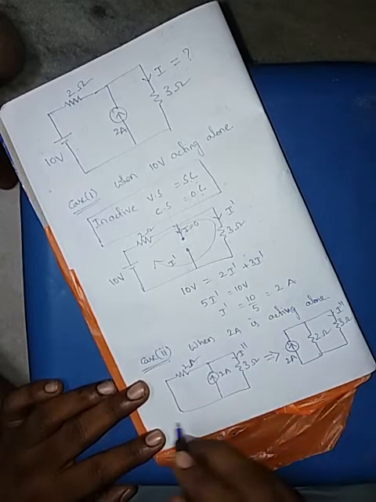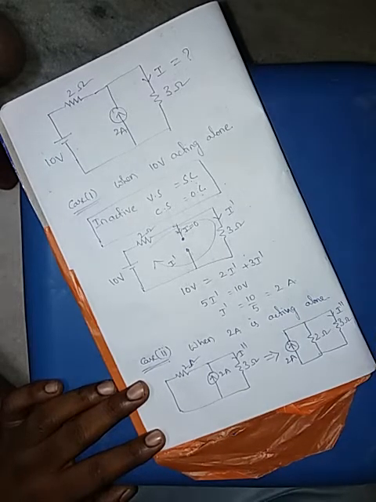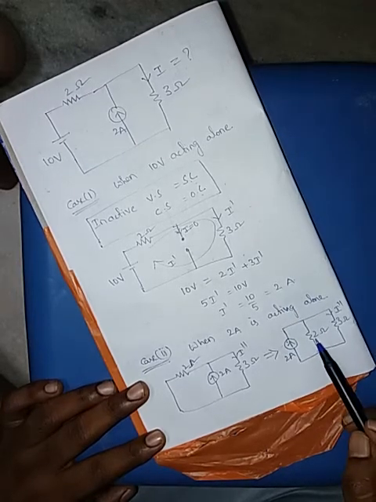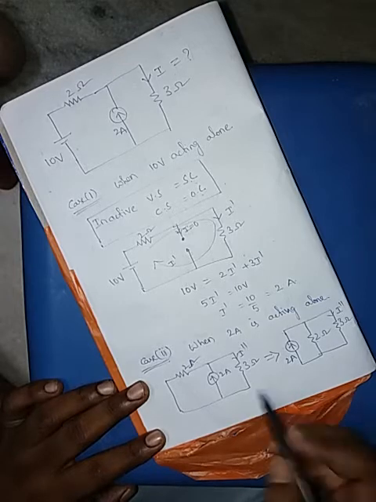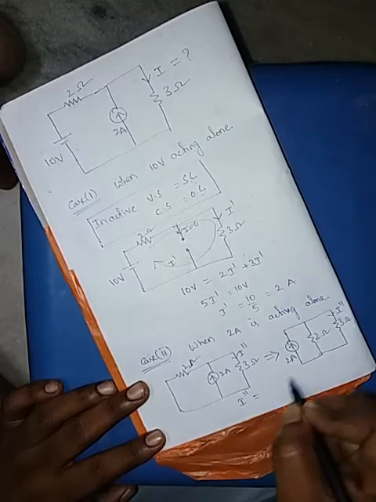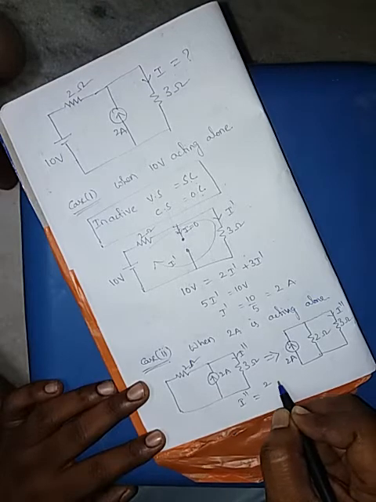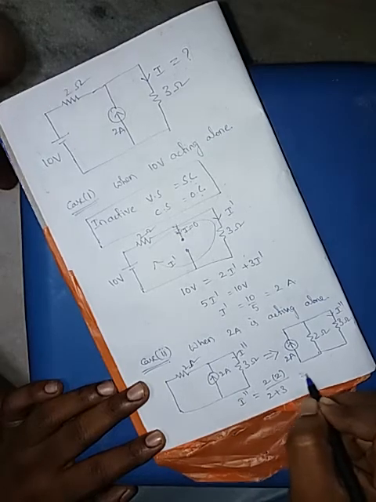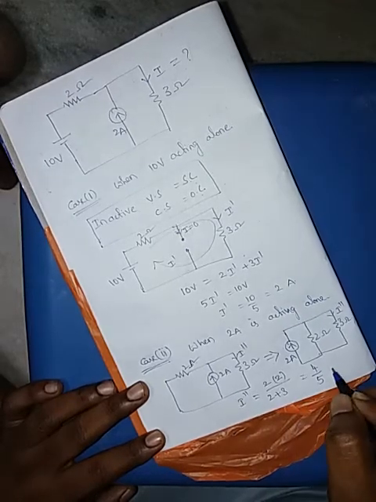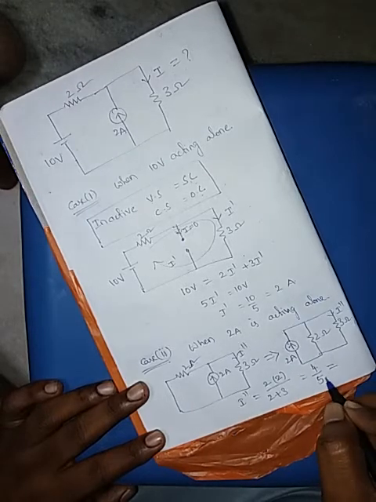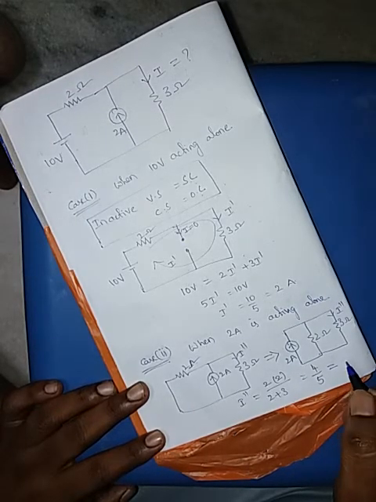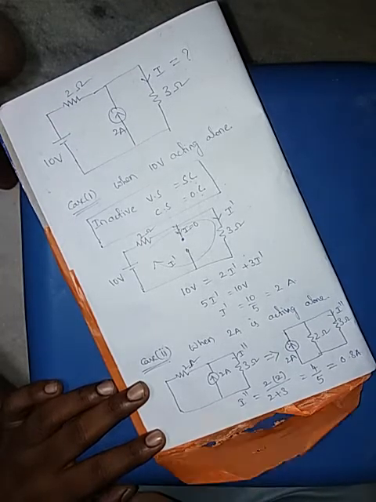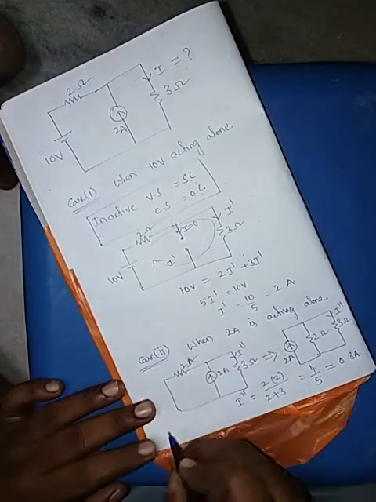You can apply the current dividing rule. What is the current dividing rule? Current passing through any branch is equal to total current into opposite resistance divided by sum of resistances. That is, I double dash is equal to total current 2 into opposite resistance 2 divided by 2 plus 3, which is equal to 4 by 5, which is 0.8 amperes.